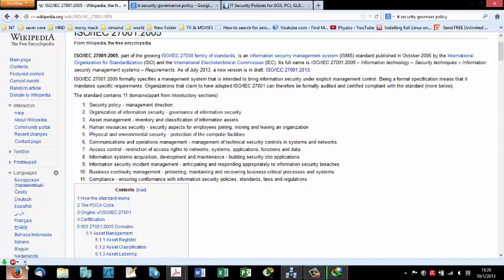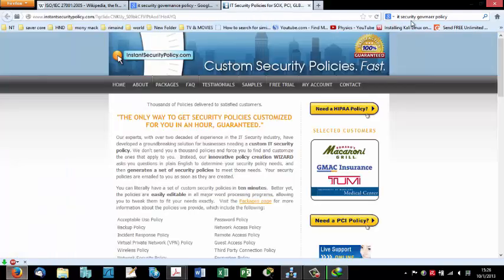What I want you guys to do is go through some of these guidelines. Go through some of these standard policies. Just check what it says.